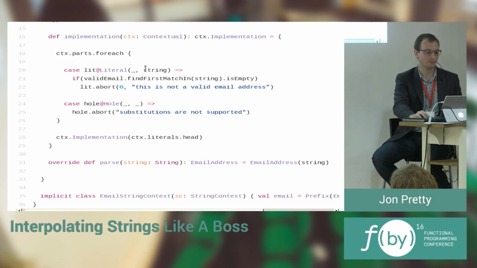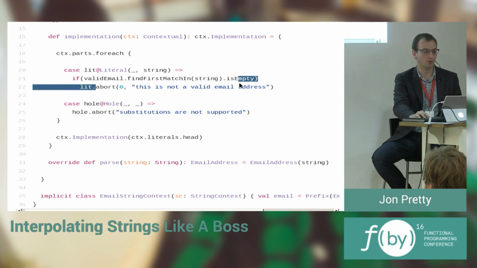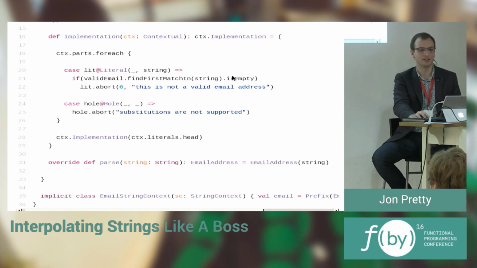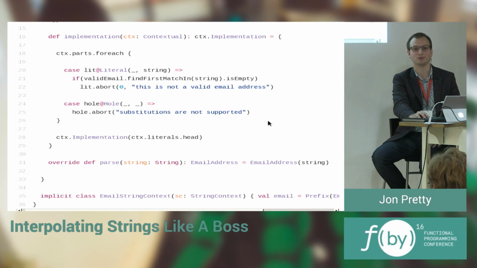Now, in the case when it's a literal, we look at the value. Now, we use our regular expression and check whether it's empty, so no matches. That means we failed to match the regular expression for emails, in which case we just call abort. Now, abort returns the compile error back to the user. So this is the second piece of code I showed you. If we hit a hole, I'm going to say that we're not going to allow substitutions. So very easy, we just abort as soon as we get the first attempt to substitute something into an email and give up straight away.